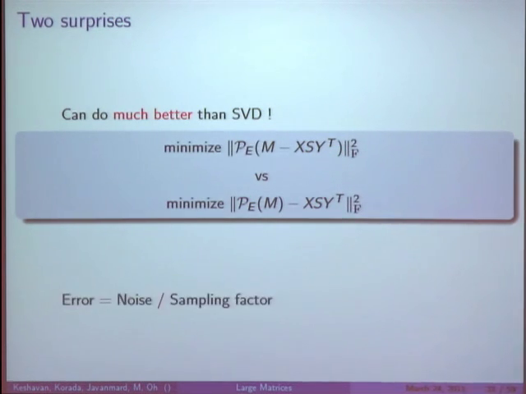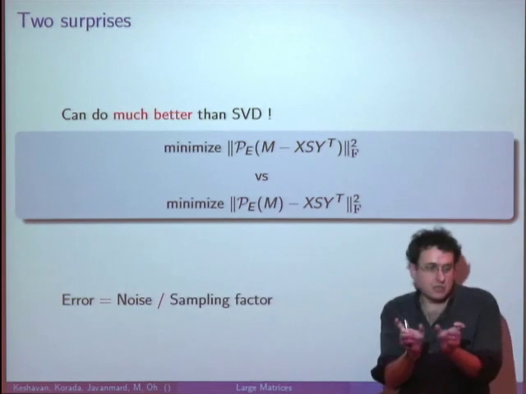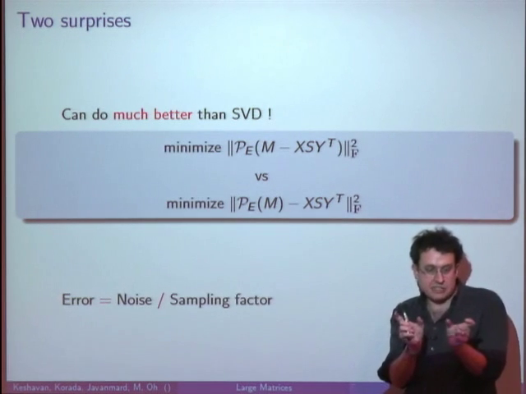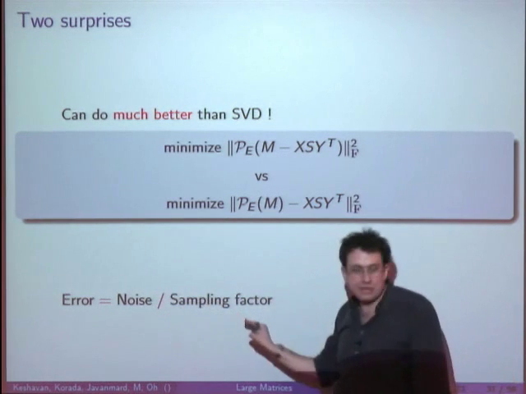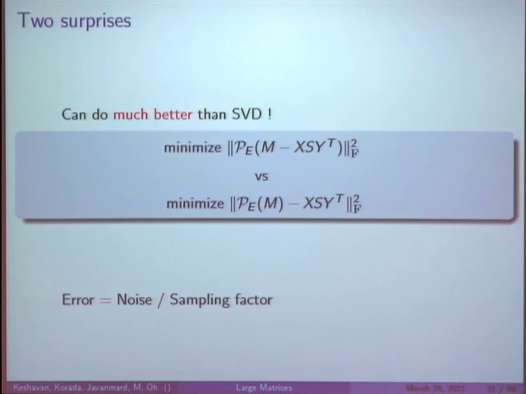And the second surprise is that the error in singular value decomposition is the sum of a noise term plus a sampling term. Here you have noise divided by a sampling factor.